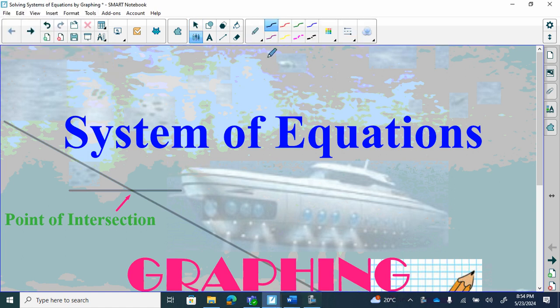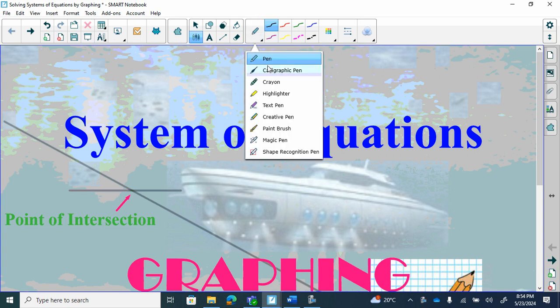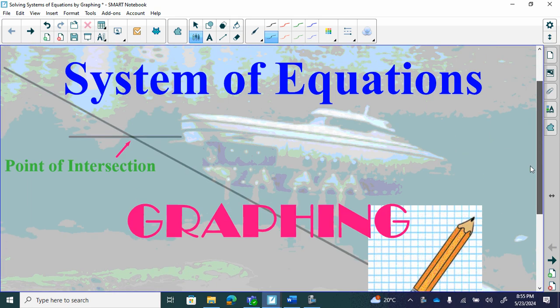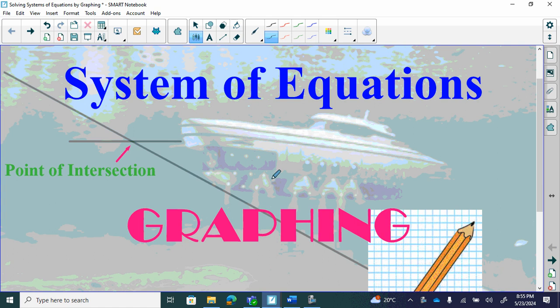Okay, folks, we're going to continue solving systems of equations. We've learned the substitution method, and we've worked on that the last couple of days. Today I'm going to show you how to solve a system of equations by graphing. Now, if you do these questions using the substitution method, you would get the same answer. It's just a different way of getting a solution.